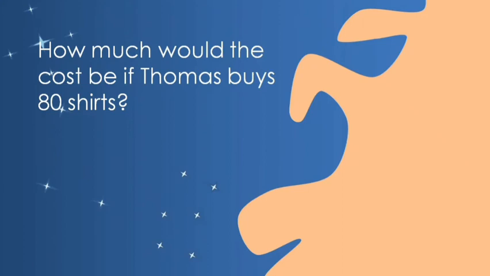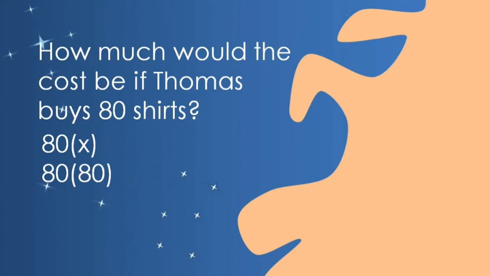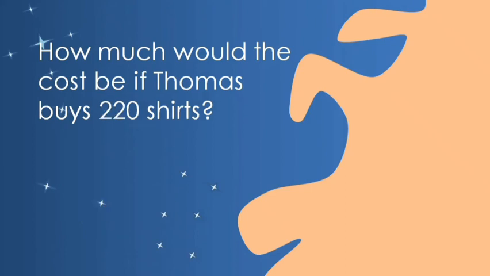How much would the cost be if Thomas buys 80 shirts? Because Thomas bought 80 shirts, we'll be multiplying it by 80. 80 by 80 is equal to 6,400. Our final answer will be 6,400 pesos.